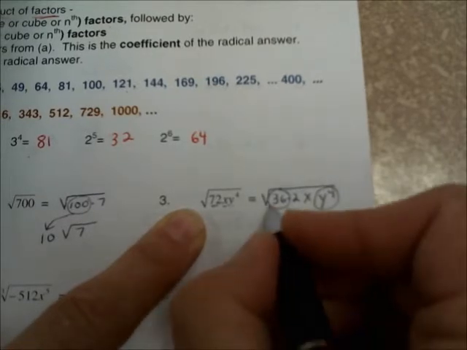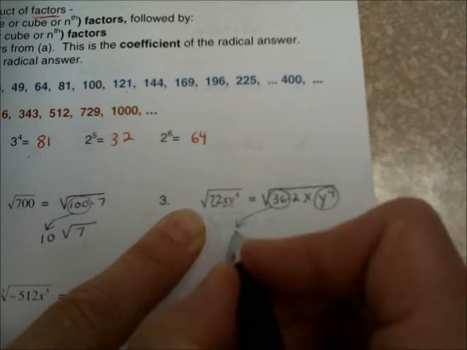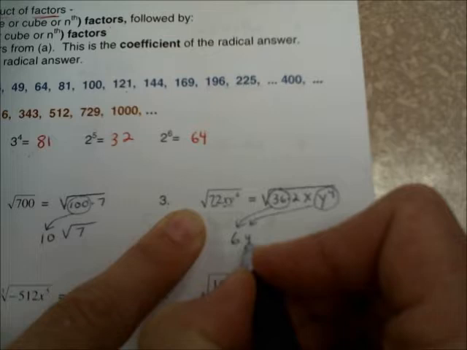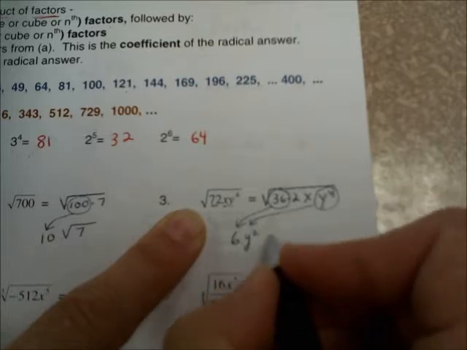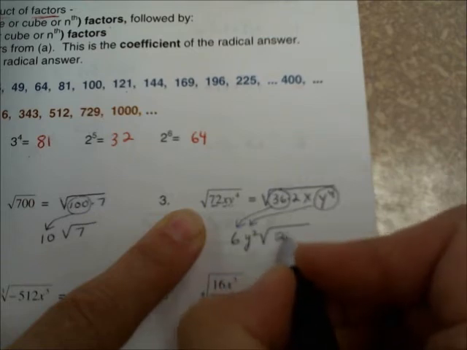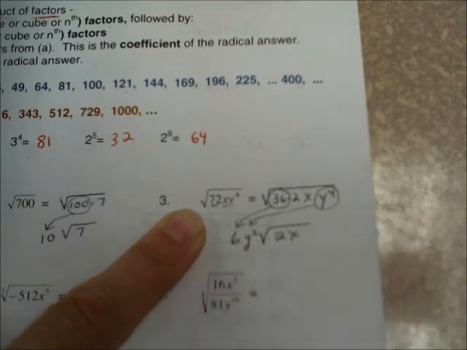And then we're going to take the square root of each one. The square root of 36 is 6. The square root of y to the 4th is y to the 2nd. Remember, you divide that exponent in 2. And then what stays underneath? What we didn't circle, which was the 2 and the x. So that's how you simplify that one.